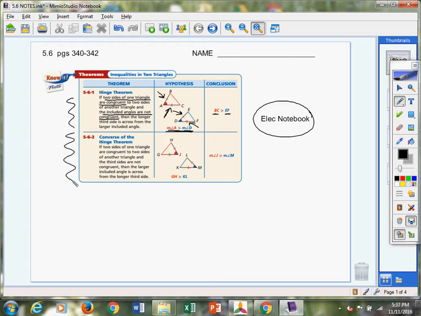Now the converse, okay, says if you've got two sides of one triangle that are congruent to two sides of another triangle, and the third sides are not congruent. So GH is bigger than KL, which is what they're showing us here, then you can deduce the opposite, which means whatever angle is opposite of GH, which is the measure of angle J, that angle has to be bigger than angle M, which is opposite of that shorter side. So that's what they're trying to show you there, and hopefully you see from the drawing what's going on.